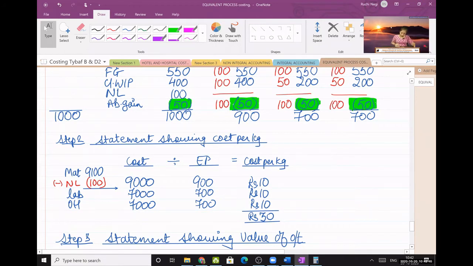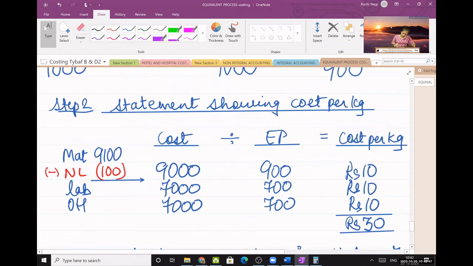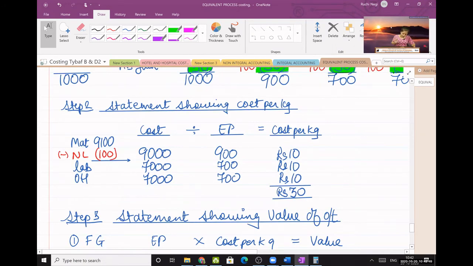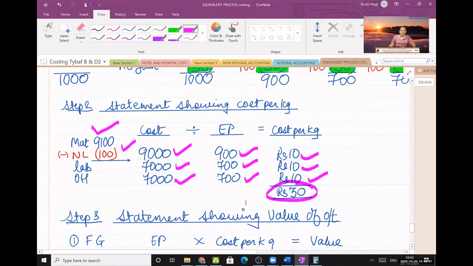So how will you calculate? Same step as what I did just now. Nothing new, I am not doing anything extra. So 9,100 less the normal loss, that scrap value. So it is 9,000, 7,000, sorry, 7,000, 7,000. Then 900, 700, 700, 10 each. Total it, 30 is my cost price. Just a little bit of variation I'm doing. Rest of the whole calculation is the same.